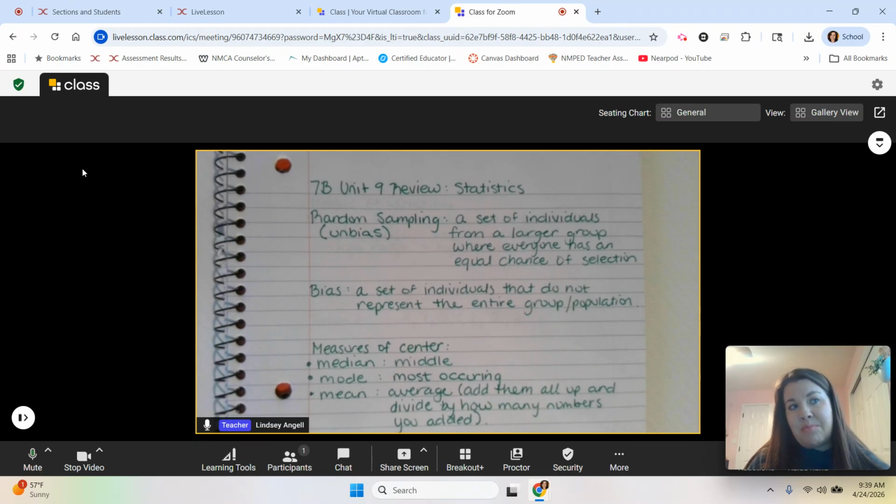To get a sample that would represent the entire school, maybe you ask every 10th person that walks in the front door. Then it's random. You can't control who walks in every 10th time. It doesn't matter who walks by you, that 10th person you ask. So that would be an example of random sampling versus a biased group.